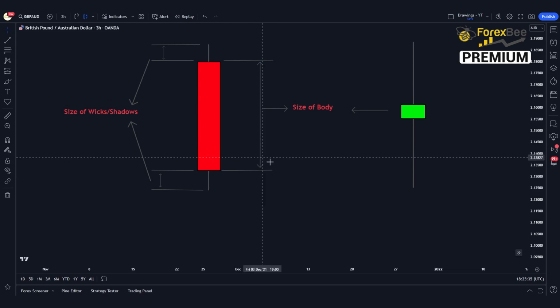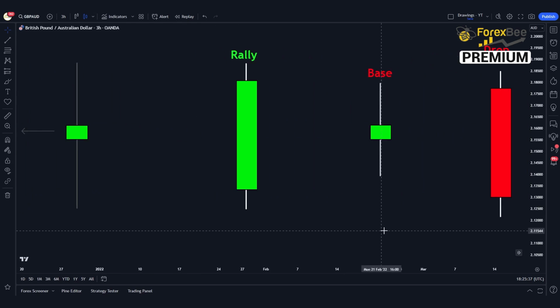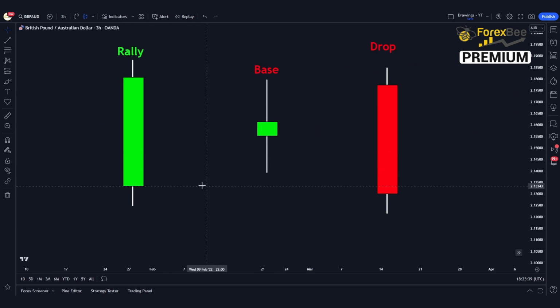So in the next lesson, we're going to combine these candles to form different types of supply and demand zones.